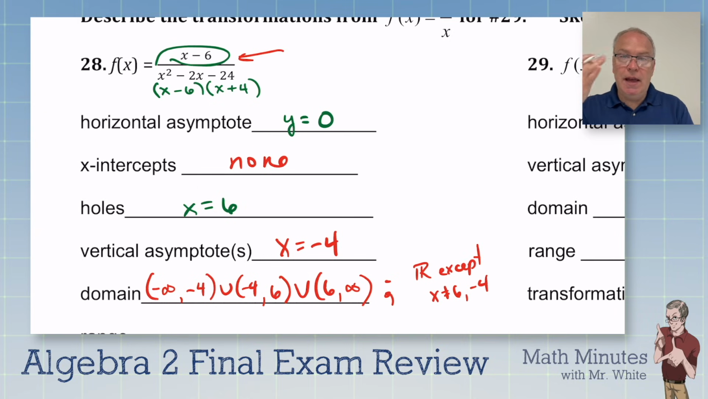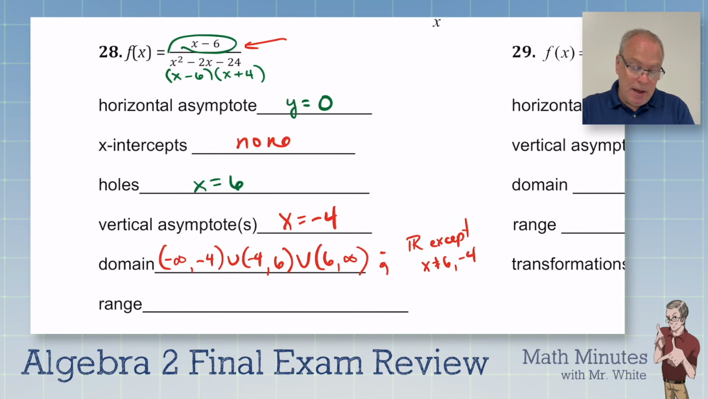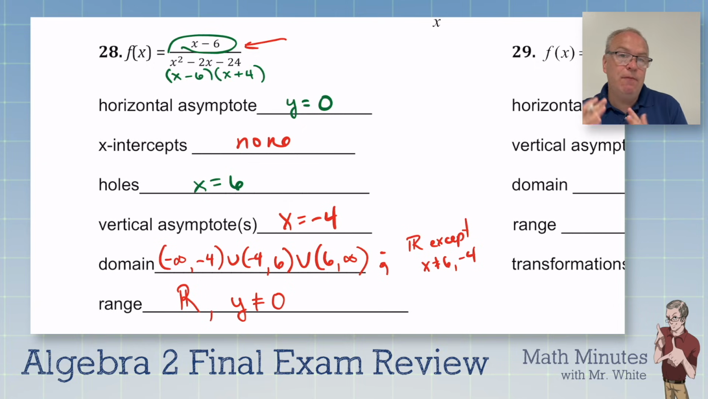All right, the range is up and down. I encourage you to graph this on your graphing calculator and see. I don't have my graphing utility here. It's going to be all real numbers except y is not allowed to be 0, because we have that horizontal asymptote there. So I think that's probably the answer. Again, I would want to go to the graph and verify that. Figuring out range is much easier to do when you look at the graph.